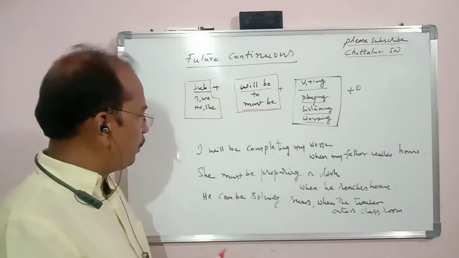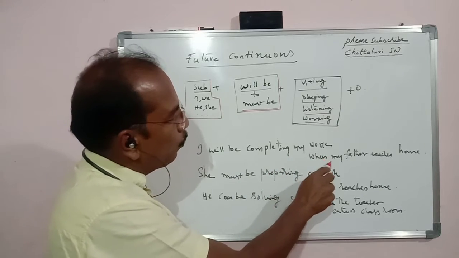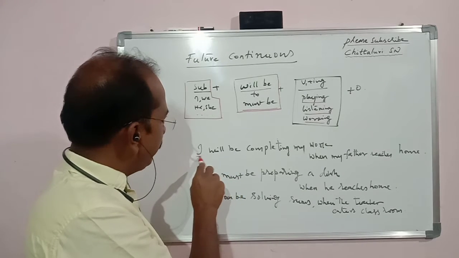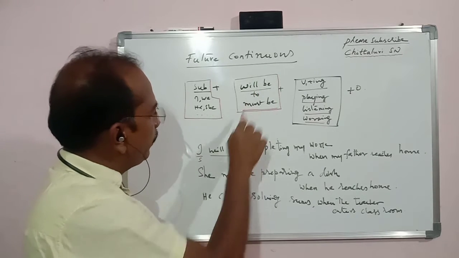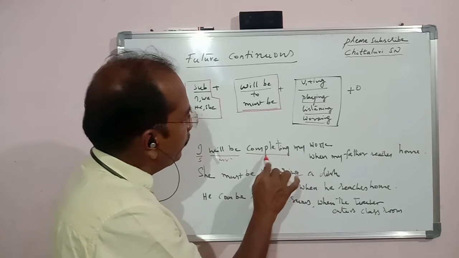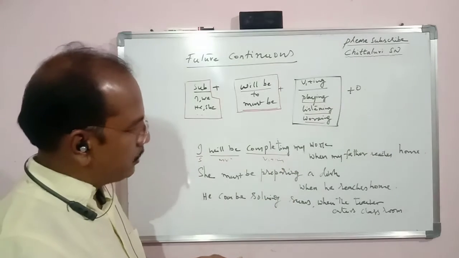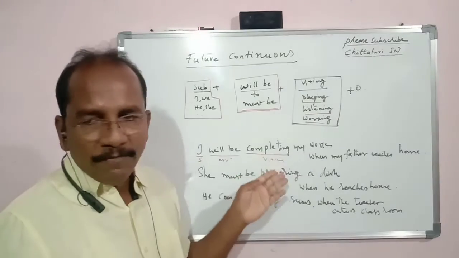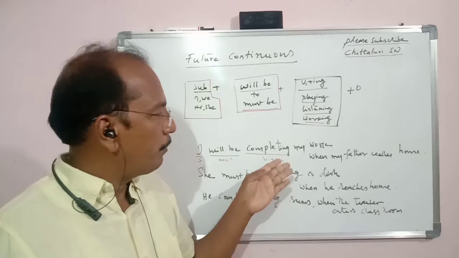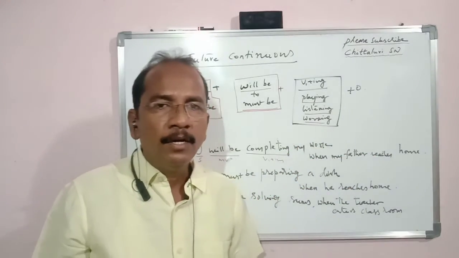So let us see the example here. Look at here. I will be completing my work when my father reaches home. Here, I is the subject, will be is the modal verb with the be form, and completing is the V1 plus ing form. Okay. It is the fourth form of the verb. We can also say V4, the fourth form of the verb, which is the main verb, should be with the ing form. And my work is the object, and then, when my father reaches home.